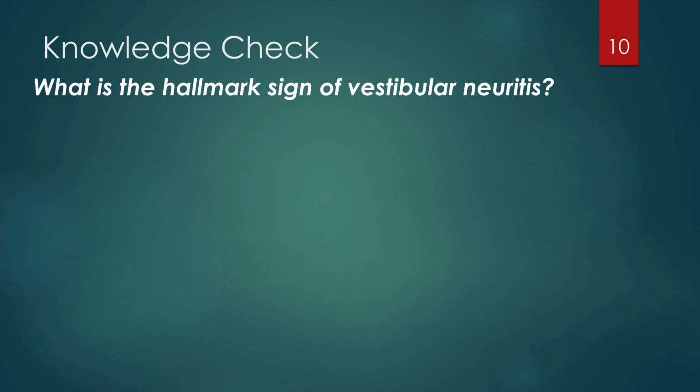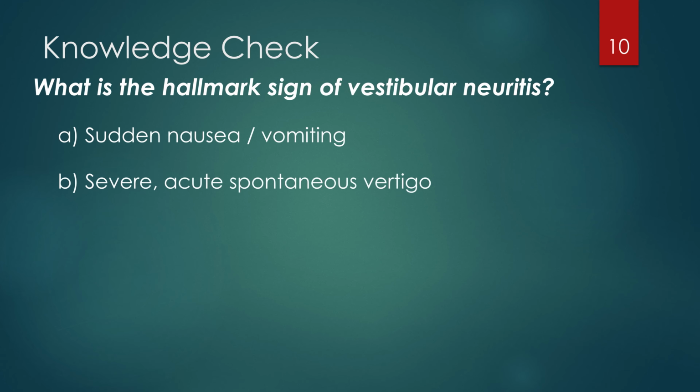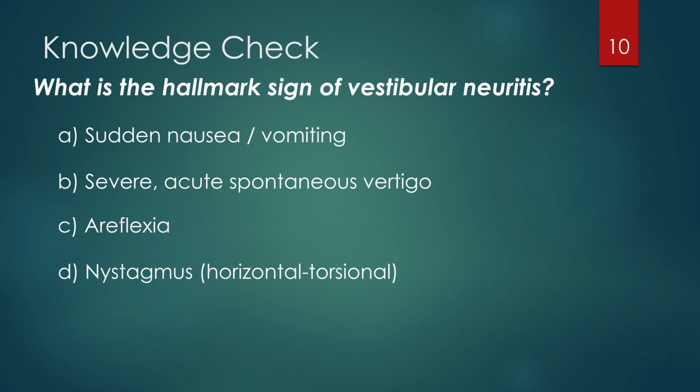Surprise! Knowledge check. What is the hallmark sign of vestibular neuritis? Is it A, sudden nausea and vomiting? B, severe acute spontaneous vertigo? C, areflexia? Or D, horizontal torsional nystagmus? I'll give you a moment.